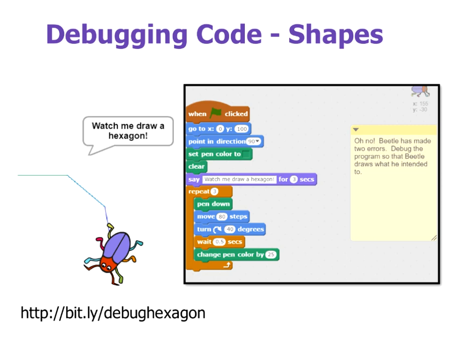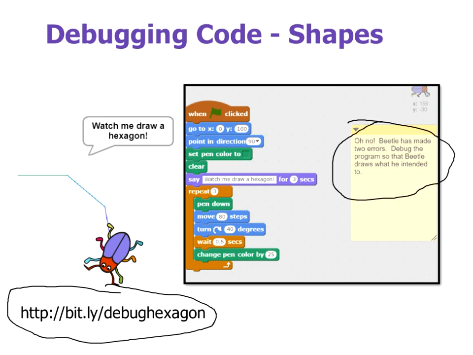Here's another one. It's a hexagon. You're welcome to go to this link to try this program yourself, or you can just follow along on the slides here. Watch me draw a hexagon, and you'll notice there are two errors. It says, oh no, Beetle has made two errors. Debug the program so that Beetle draws what he intended.